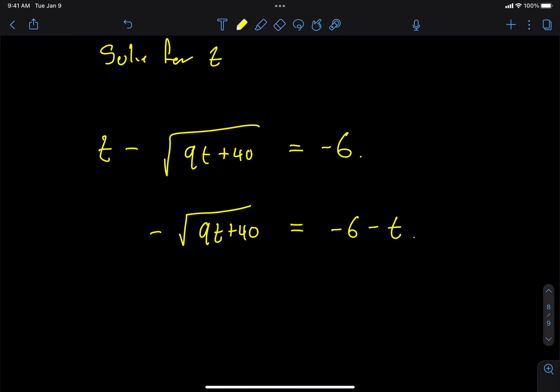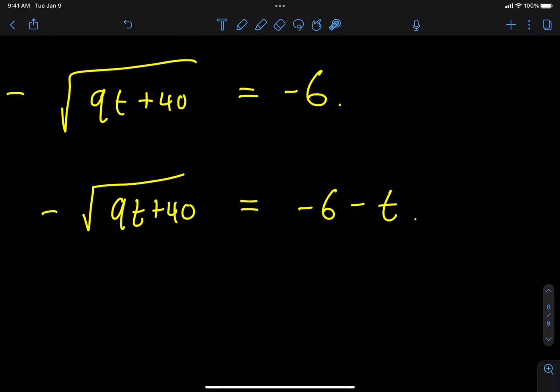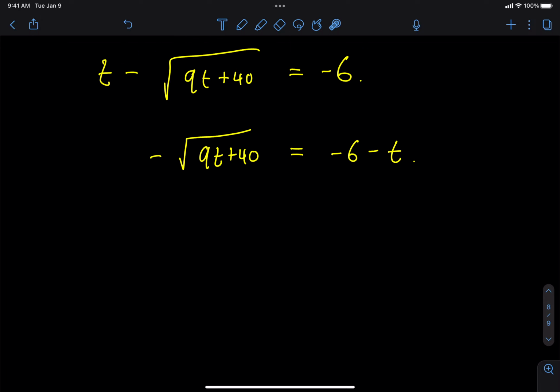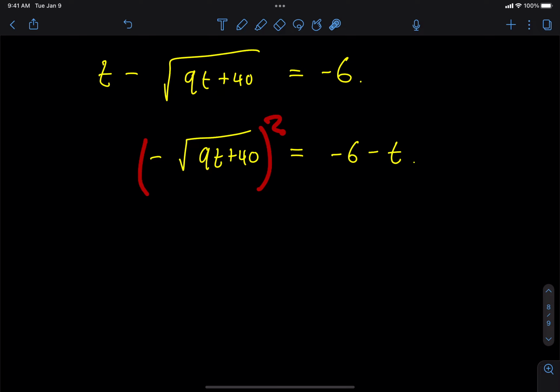Okay? Negative 6 minus t. Now what do I do? Square both sides. Square both sides. Okay? Now here's what I want everyone to be a little bit careful about. There was a common mistake: everyone would square both sides, okay?